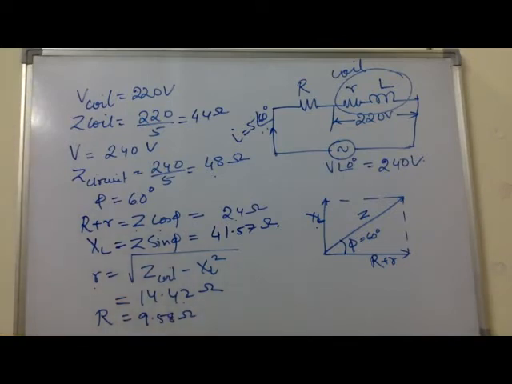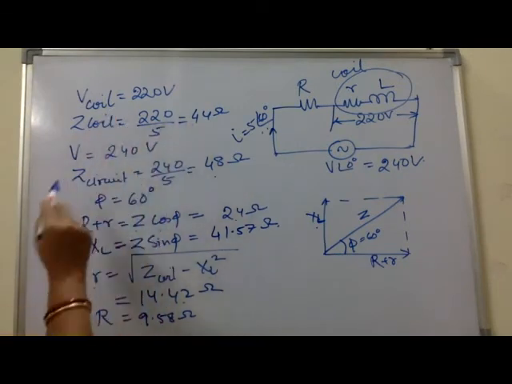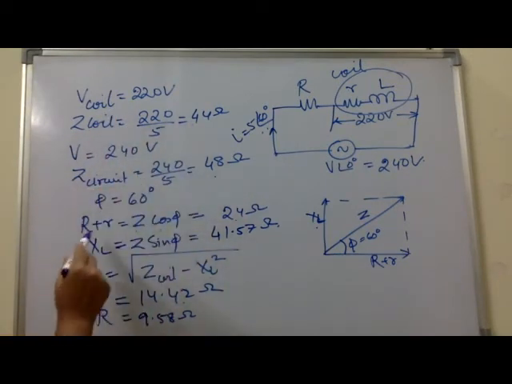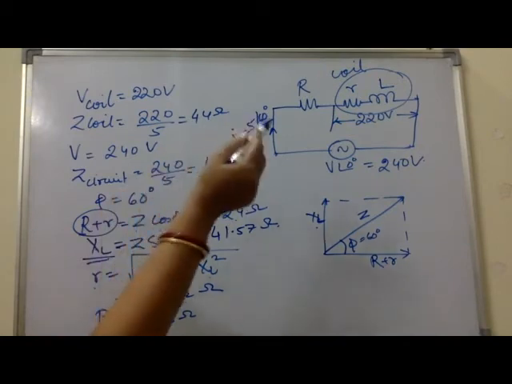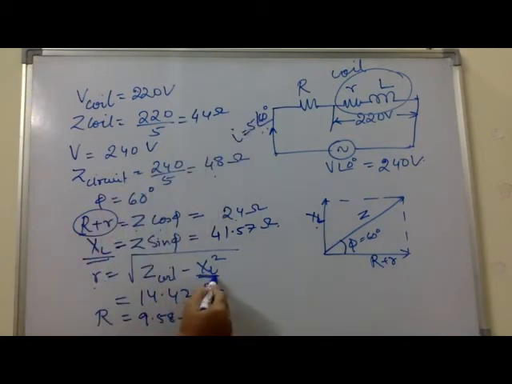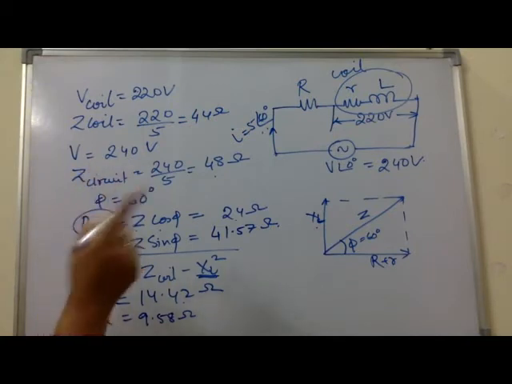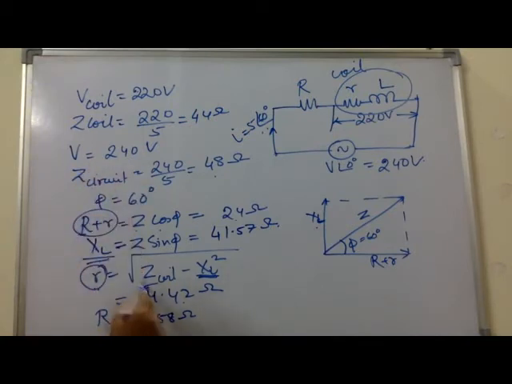So, in this problem, the voltage across the coil was given to us. Therefore, we have calculated the impedance of the coil, the impedance of the circuit, then the total resistance of the circuit and the reactance of the circuit. The reactance is only there in the coil, so that reactance will remain the same, and therefore the resistance can be calculated for the coil with the help of Z coil, and you can find out small r and capital R both.